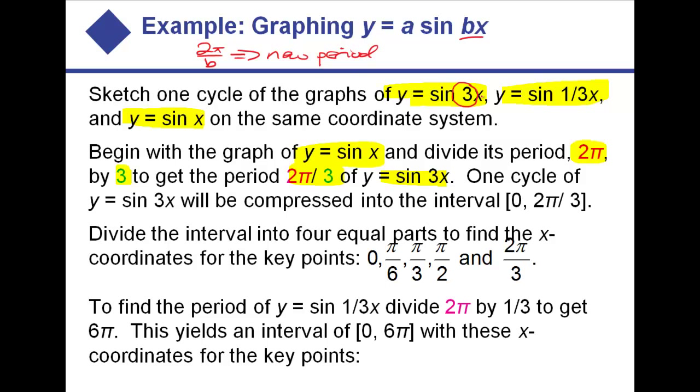Because if this function repeats every time x gets up to 2 pi, and you're multiplying all of these x values by 3 before you're evaluating the sine of them, then this total number is going to get to 6 pi by the time x gets to 2 pi. And so we will have gone through our period 3 times, which is why if you take 2 pi and divide it by that number, you get the actual period of 2/3 pi. So now we know that one cycle of this function will happen in just 0 to 2/3 pi instead of all the way up to 2 pi.